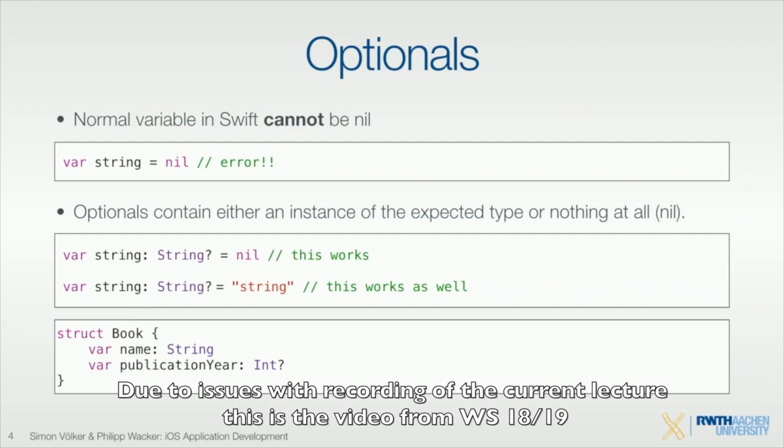So let's take the example from the book here again and say, okay, we have the book, we have a name. Books usually have names, but the publication year we are not sure yet. So how can we unwrap an optional? How can we actually say we want to have the value inside that optional, not the null pointer?